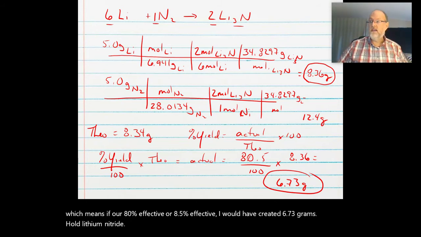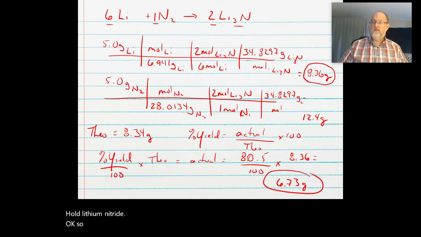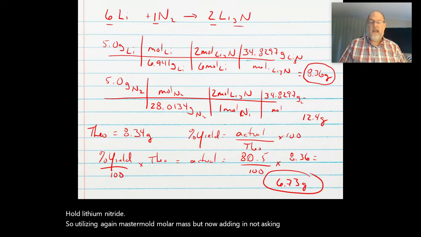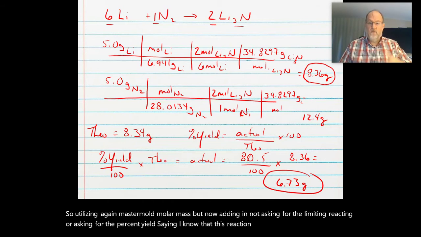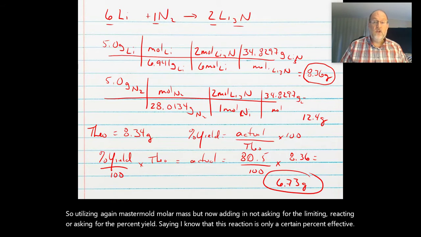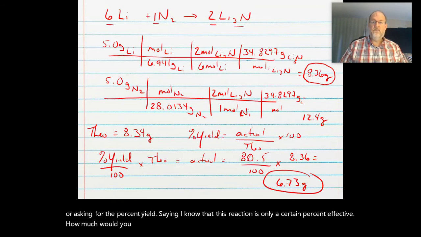Okay, so utilizing, again, mass to mole to mole to mass, but now adding in, not asking for the limiting reactant or asking for the percent yield, saying, I know that this reaction is only a certain percent effective. How much would you make if it was 80% effective?